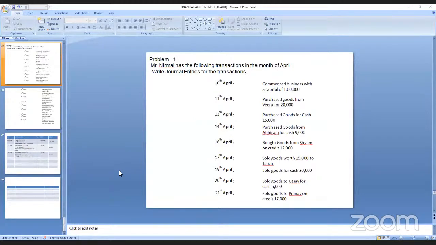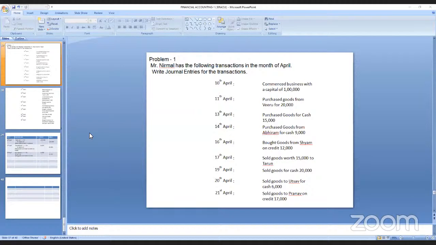And the 21st one, sold goods to Pranav on credit. What is the narration on the 21st one? The 19th one is goods sold for cash. Cash account debit to sales account. 21st one, Pranav account debit to sales account. Very good, Muskan.